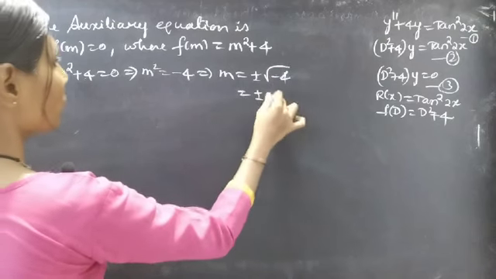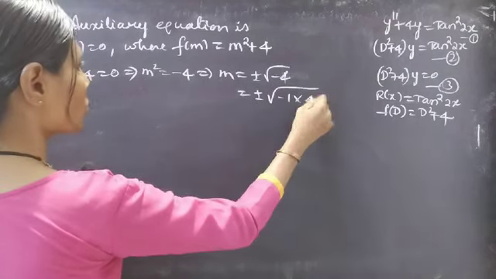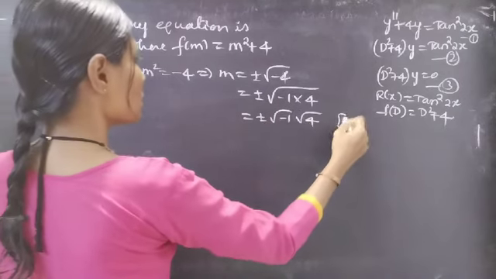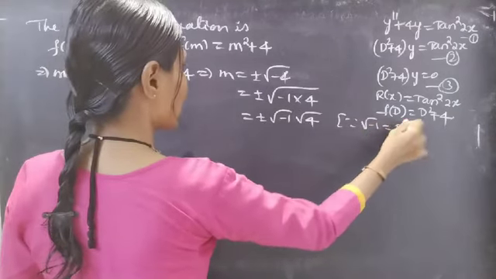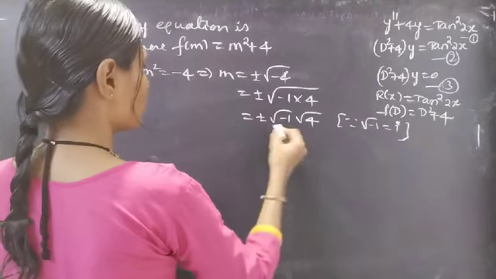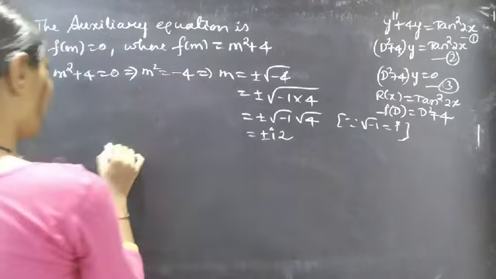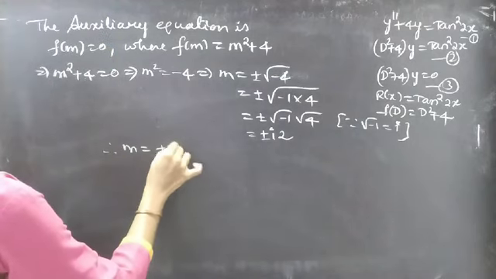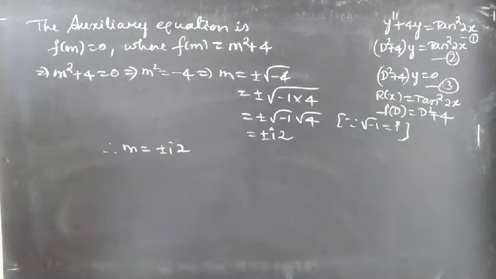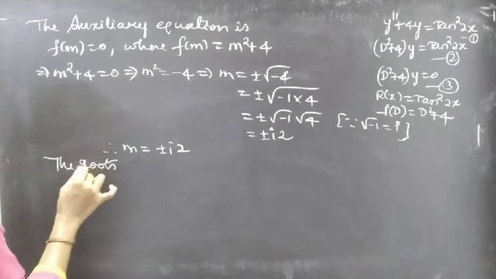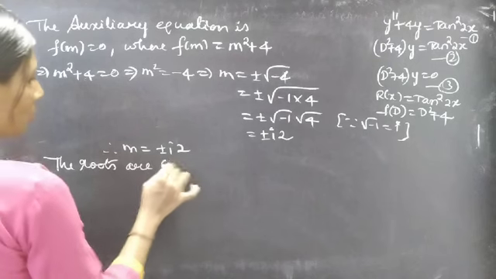Now we can write minus 4 as minus 1 into 4. Now split the square root, we'll get square root of minus 1 into square root of 4. Since square root of minus 1 is i, we'll replace square root of minus 1 with i. We'll get plus or minus i into square root of 4, which is 2. Therefore, m equal to plus or minus i2. The roots are complex conjugate.